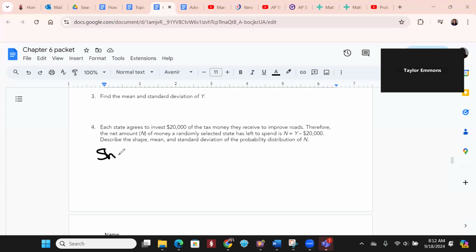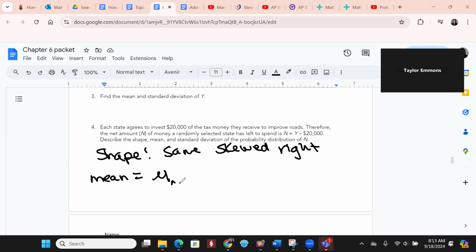Go ahead and take a moment. Right. So the shape is going to continue to be the same. Okay, so skewed right. Then the mean on this one. So this tells us that they're losing $20,000, right? Okay, so the mean is going to be M sub n is equal to mu of y minus 20,000, right?